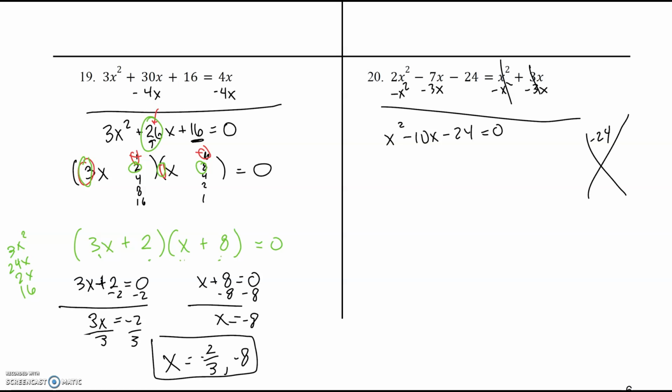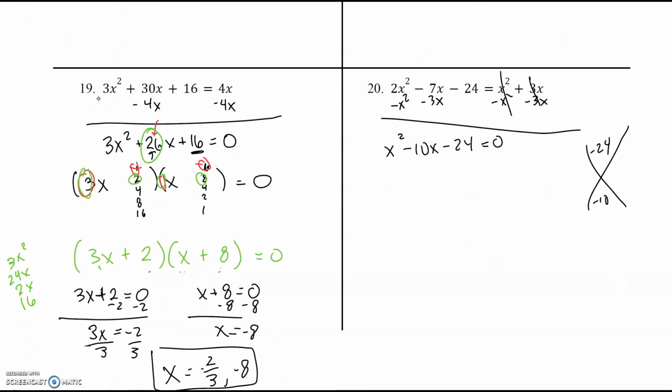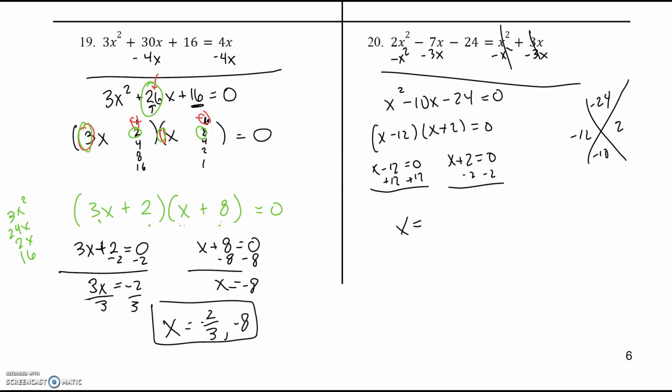What two numbers multiply to negative 24 and add to negative 10? You might think negative 6 and negative 4. But remember when we did this one earlier, that was a positive 24. So this is one of those tricky ones. The two numbers are actually negative 12 and 2. So this factors to x minus 12 times x plus 2. We take each of our factors, set them equal to 0, and we get our two solutions of 12 and negative 2.